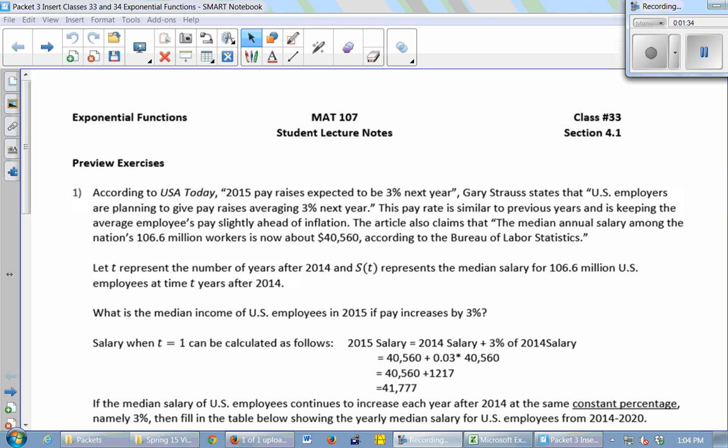All right, so according to USA Today, there was an article titled 2015 pay raises expected to be 3% next year. So Gary Strauss, the author, states that US employers are planning to give pay raises averaging 3% next year. So this pay rate is similar to previous years, and it keeps the average employee's pay slightly ahead of inflation. The article also claims that the median annual salary among the nation's 106 million workers is now about $40,560.